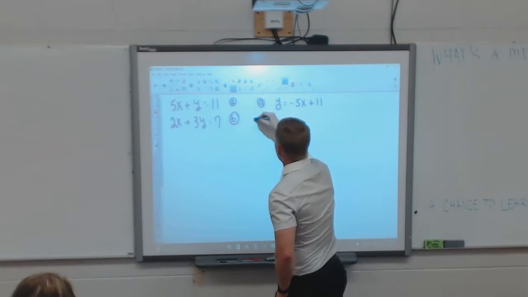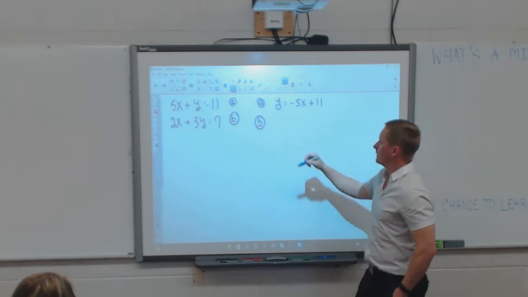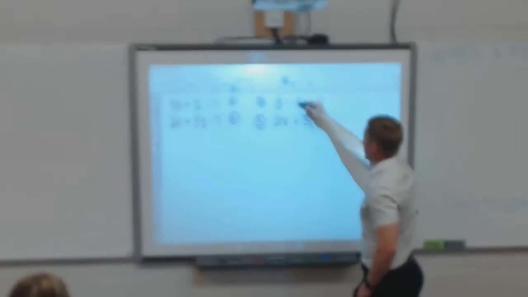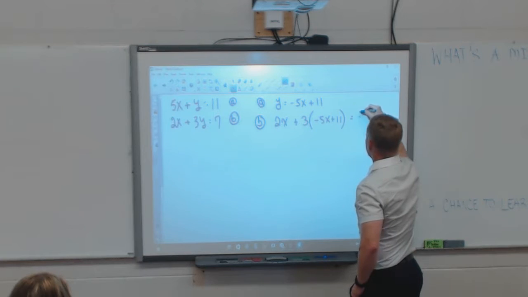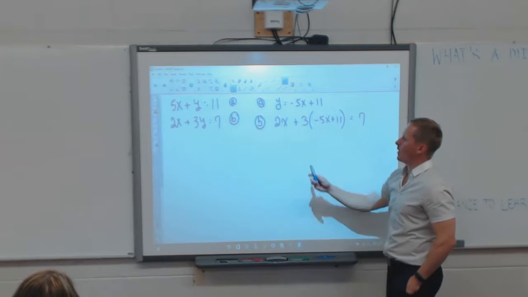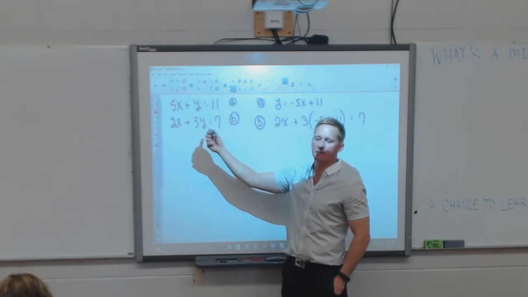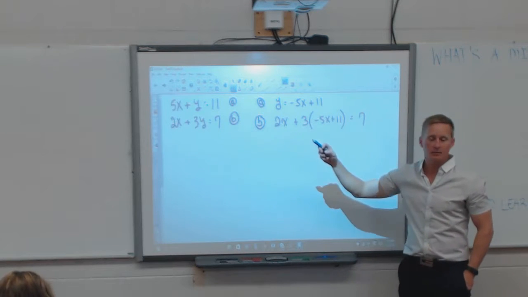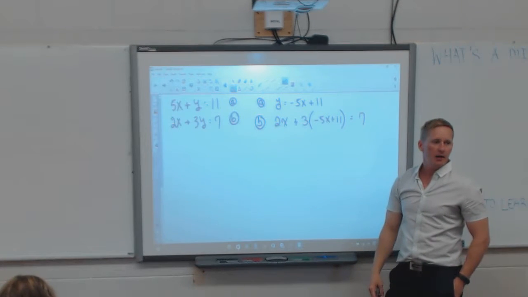Now, in the second equation, instead of y, I'm going to put this into the equation, and then I'm going to solve for the x. So it looks like this. 2x plus 3 times, instead of y, negative 5x plus 11 equals 7. So this method is called substitution. I isolate one variable from one of the two equations, and then I substitute it in for that variable in the second equation. So on equation A, I isolated the y, then I substituted it into equation B for this value right here. Now I want to solve it.